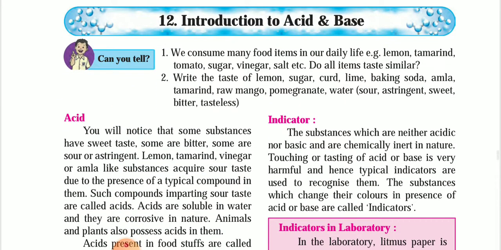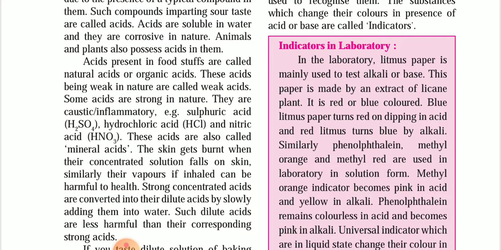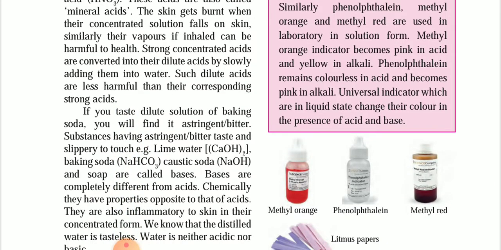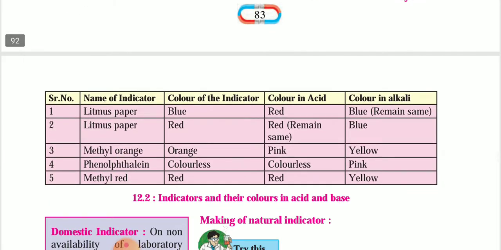Introduction to acids and bases, about the acids and about the bases and indicators. So different types of acids have the main component H, okay, that is hydrogen. So H2SO4, HCl, HNO3, these are acids, and bases have the main component OH. Different types of indicators you have studied for acids and bases and their color changes in acids and bases. Here this is a table.